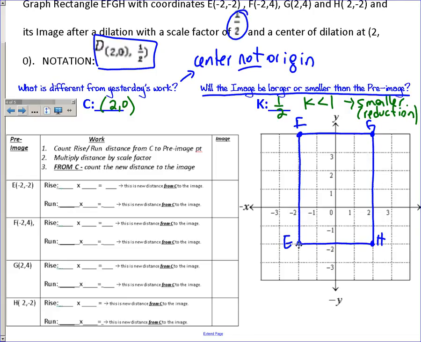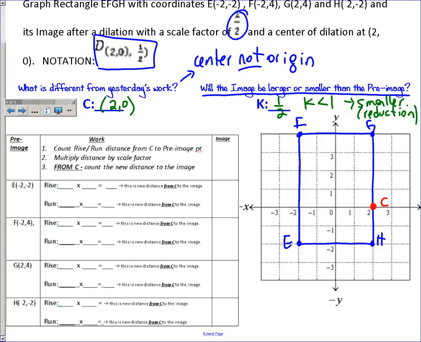Very importantly, we have to now plot the center. The center is very important: (2, 0). It doesn't matter what you call the center. Let's call it C because C is not being used. But really that has to be the most important part of the dilation because it's my point of reference, right? I'm always going to start counting from C. Okay, so let's review what we did yesterday. It's the same procedure, but now C is not at the origin. That's the only thing that's different.